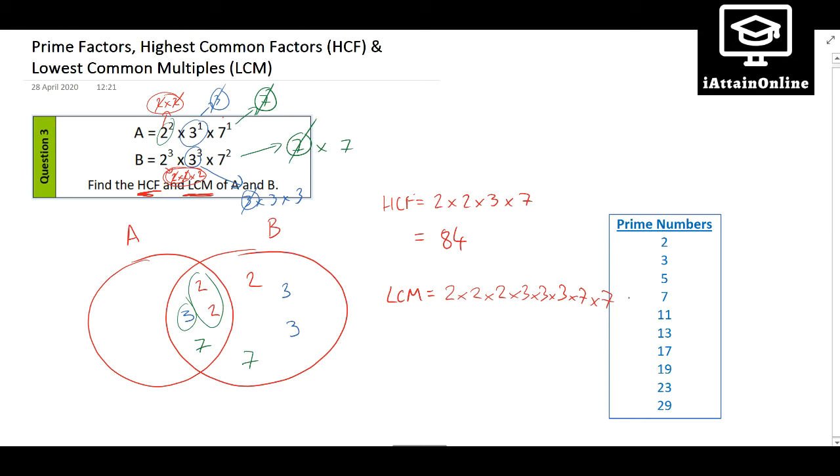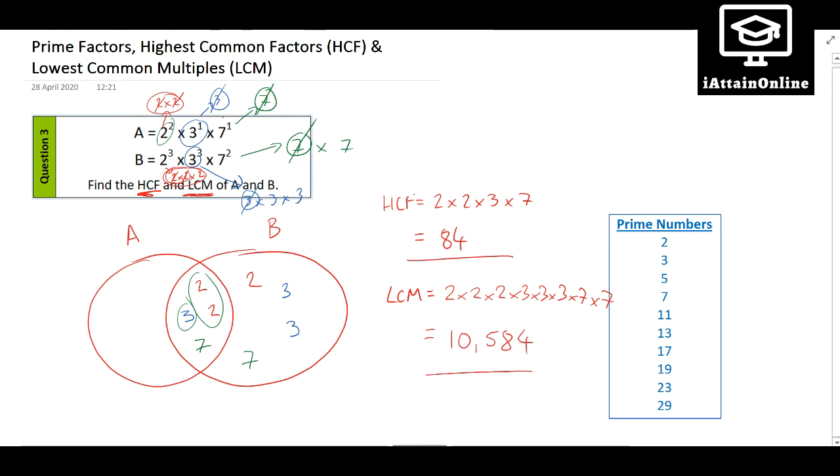So I'm going to use a calculator. Do that one. 2 times 2 times 2 times 3 times 3 times 3 times 7 times 7. So the lowest common multiple of these two numbers, A and B, would be 10,584.